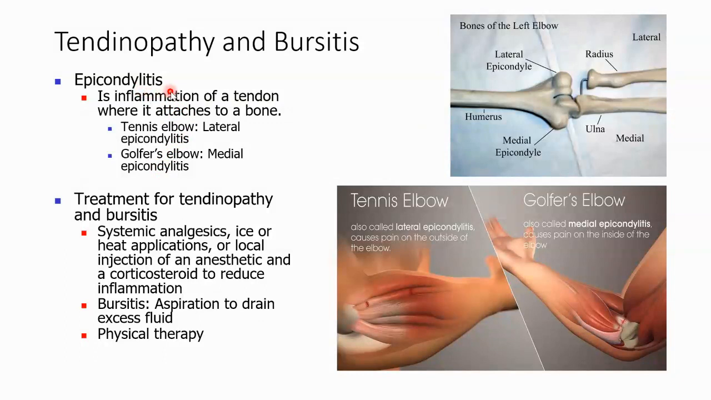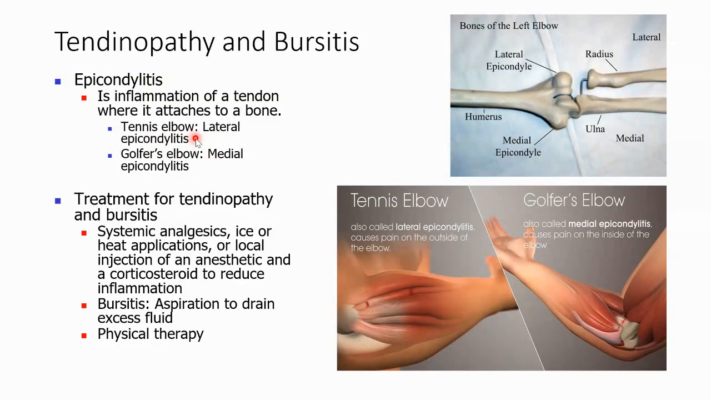So epicondylitis, the epicondyle right here is a bone protrusion. See this protrusion of the bone, it's an epicondyle. That's a lateral epicondyle, medial epicondyle. So an inflammation of that is a painful inflammation or tenderness that surrounds this epicondyle area. And there are two common types of epicondylitis, a lateral epicondylitis or a medial epicondylitis.